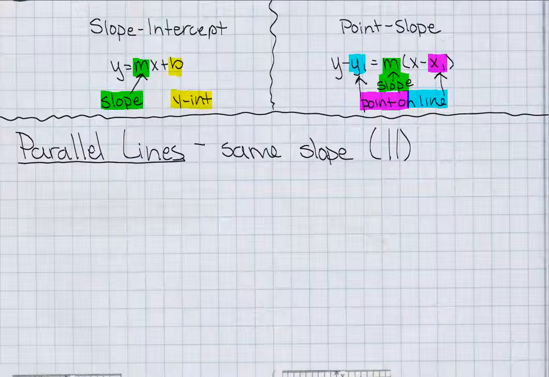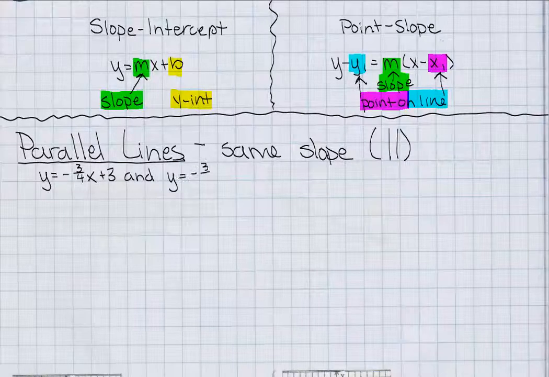And some examples of parallel lines would be y equals negative 3/4 x plus 3, and y equals negative 3/4 x, let's do minus 2. So you see they have the exact same slope, and that's what's important for those parallel lines. They're the same slope.